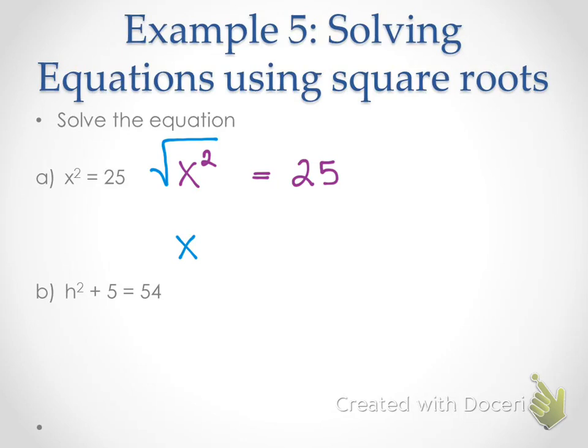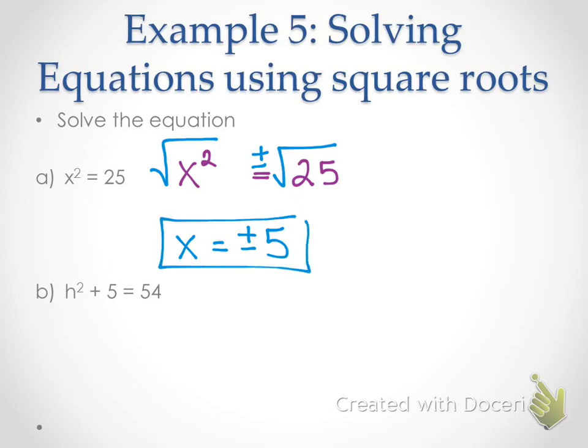Because x squared is basically x times x. But if I take the square root of one side, what do I do to the other side? Do the same. I have to do the same thing. All right? Now here's the rule that you need to remember. When I take the square root of the other side, I am taking the positive and negative square root of that number. You just need to remember that. So x equals positive and negative 5.